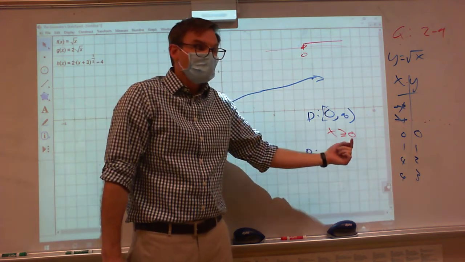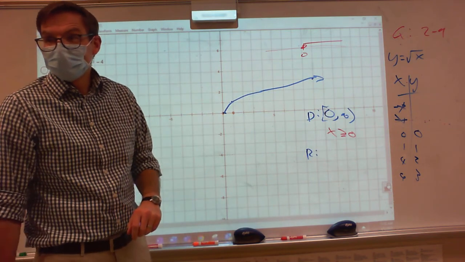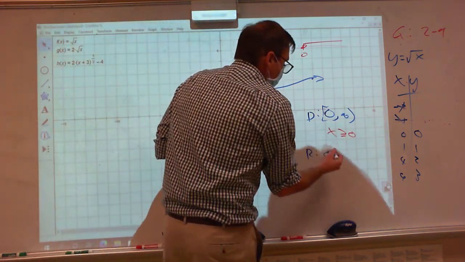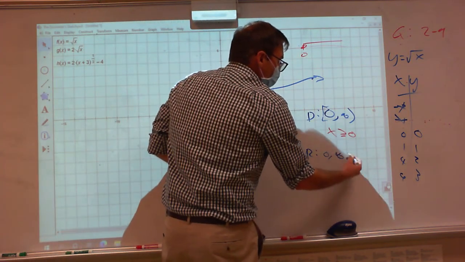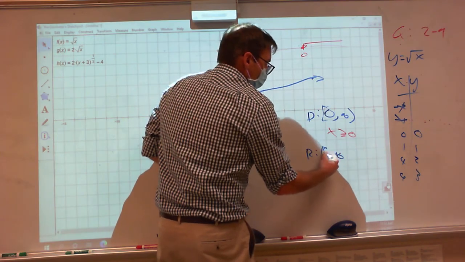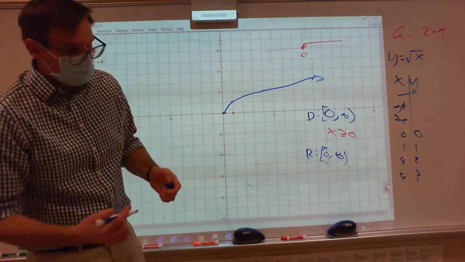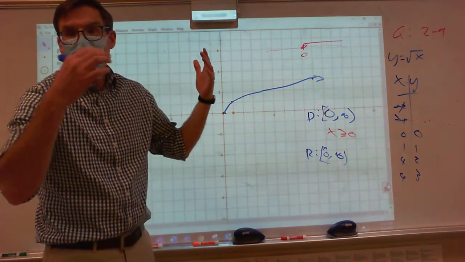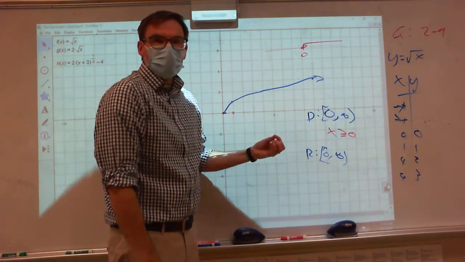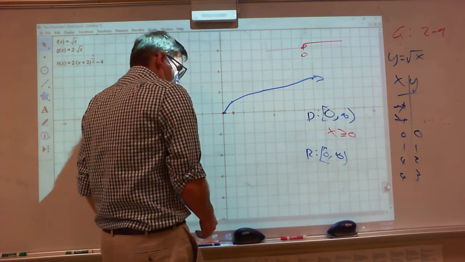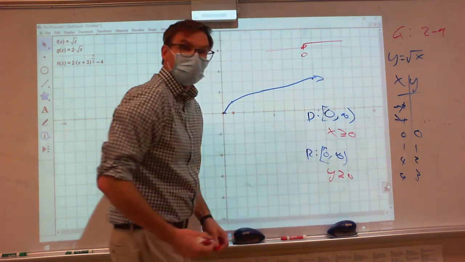All right, now let's talk about range. How low does it go? 0, right? How high does it go? To infinity. So if I were writing this in interval notation, I would say this is 0 to infinity this way, but Alex is not going to want interval notation. They want inequalities. And so the way we're going to have to write this, as far as range goes, is y is greater than or equal to 0.